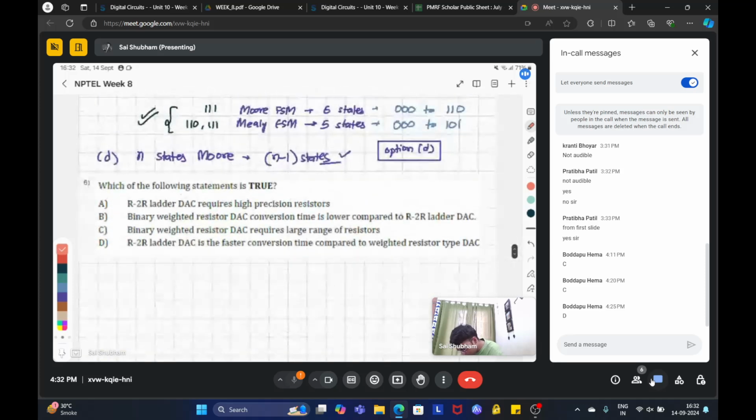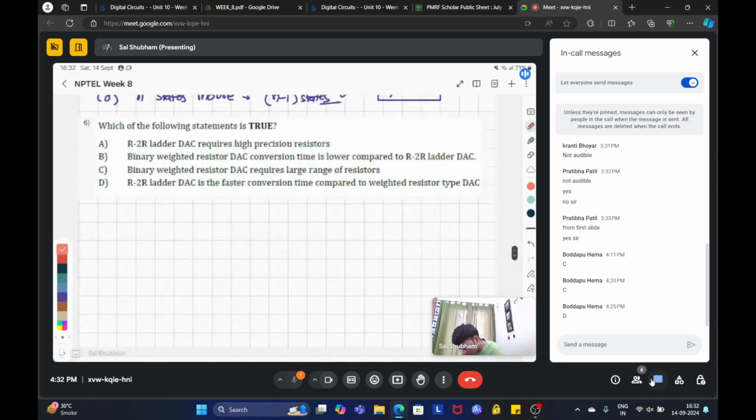So moving on to the next question. Which of the following statements is true? R2R ladder DAC requires high precision resistors. Binary weighted resistor DAC conversion time is lower. And then we have binary weighted resistor DAC requires large range of resistors. And we have R2R ladder DAC has faster conversion time compared to weighted resistor type DAC.